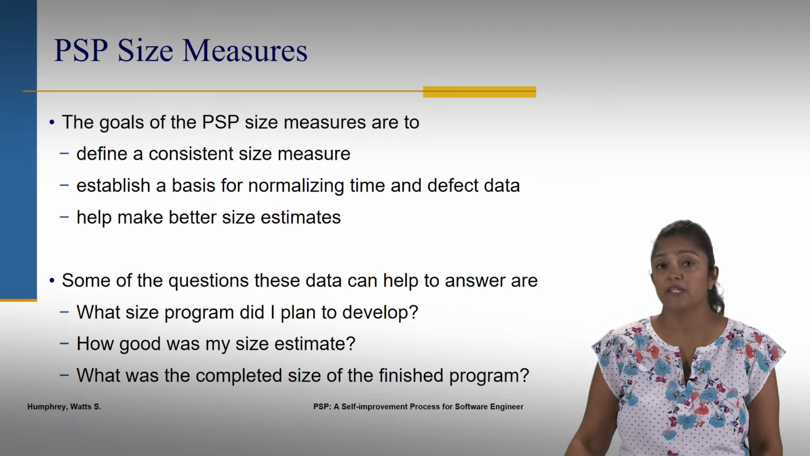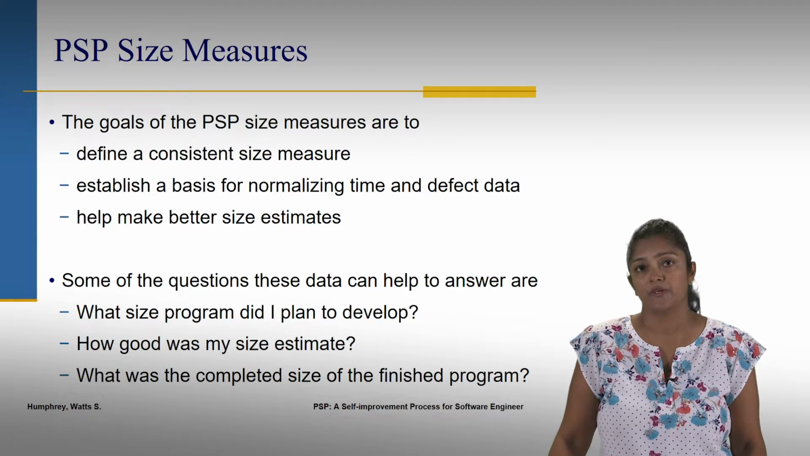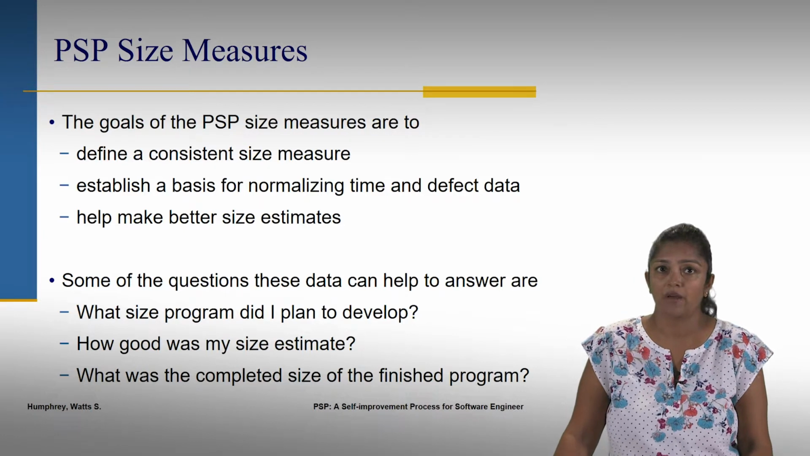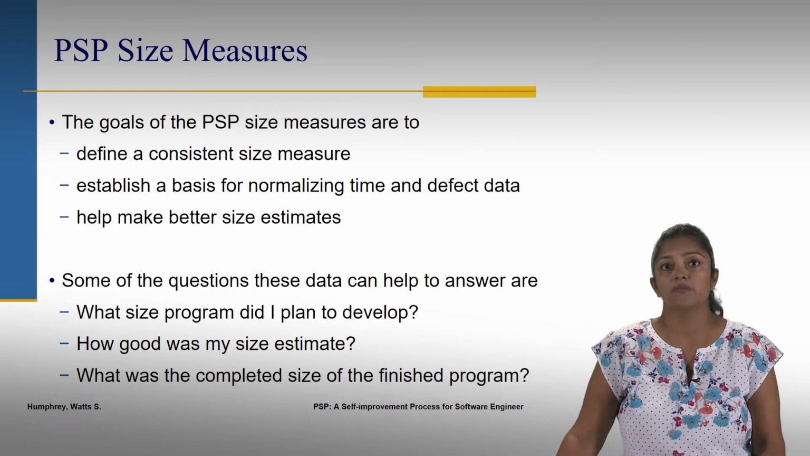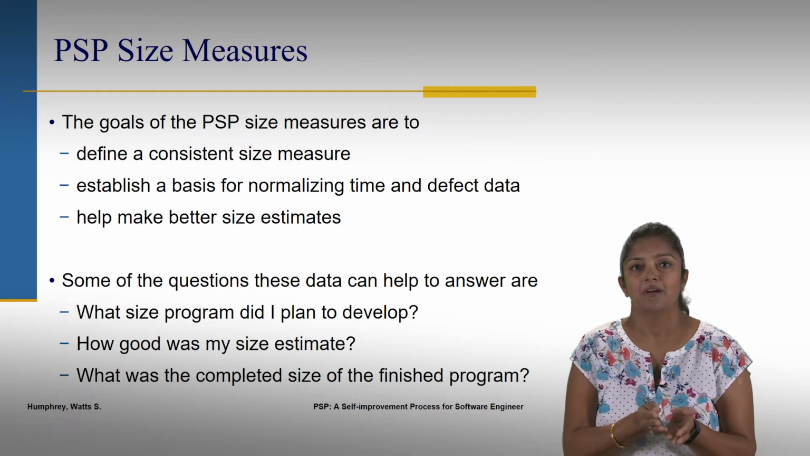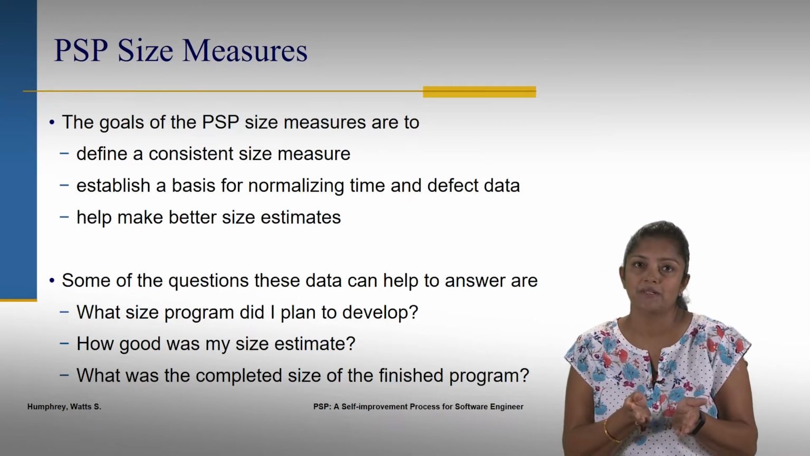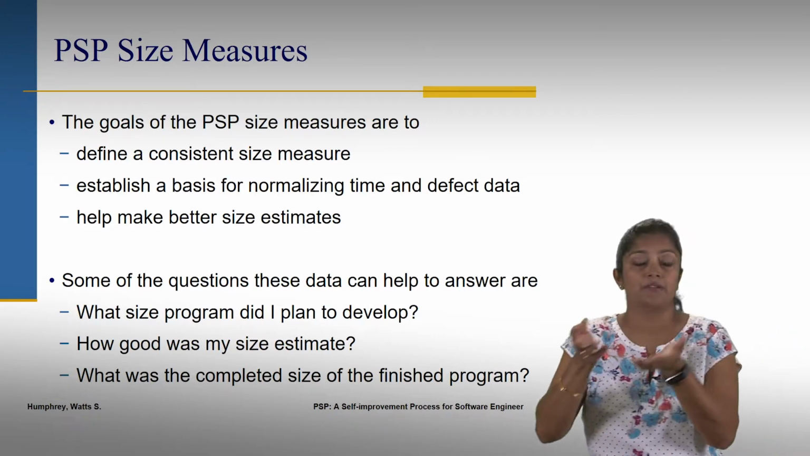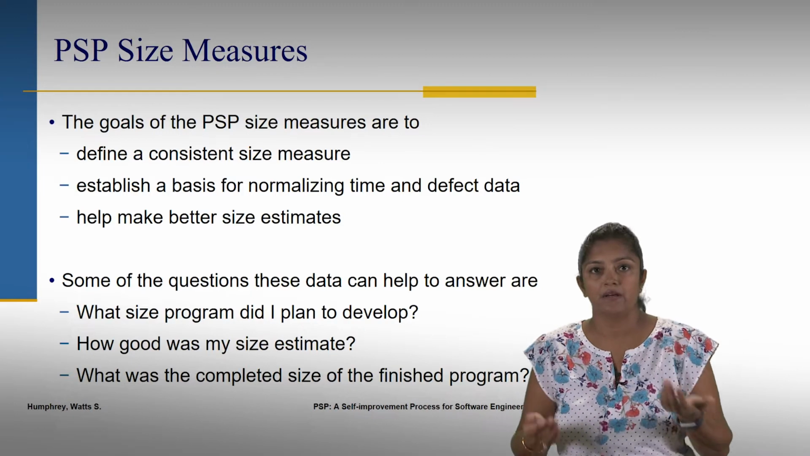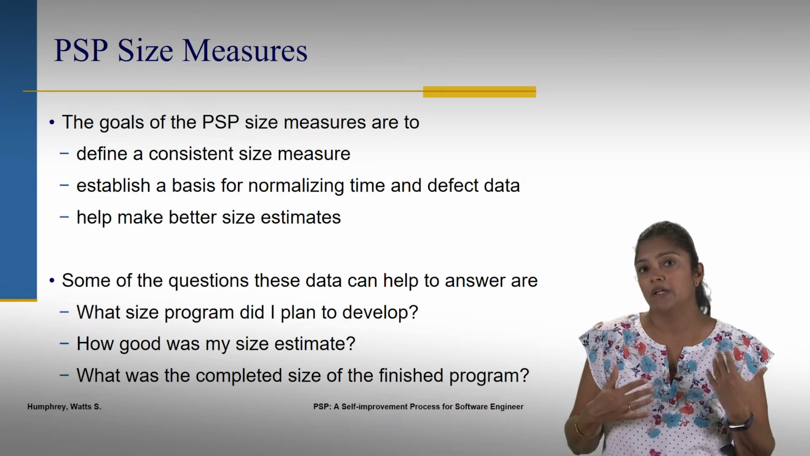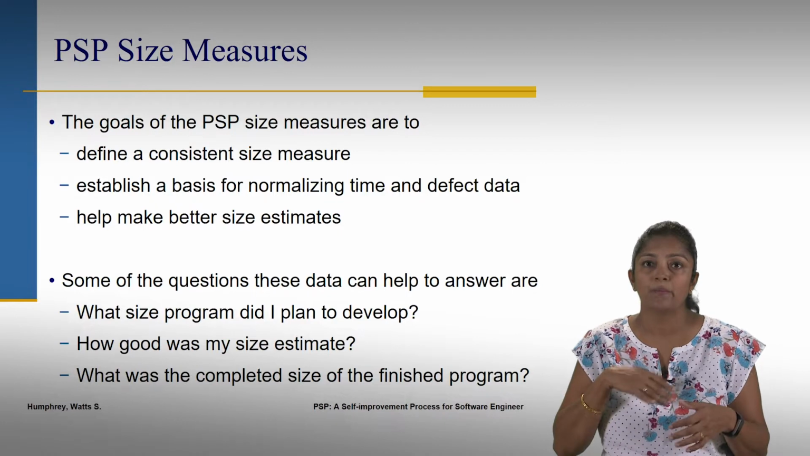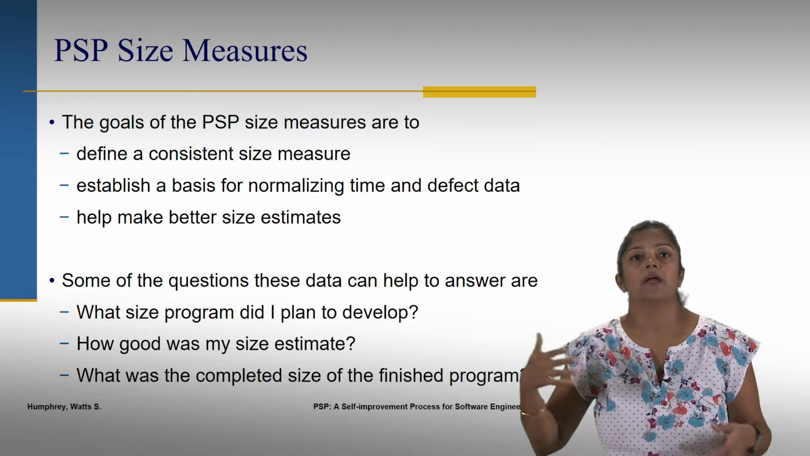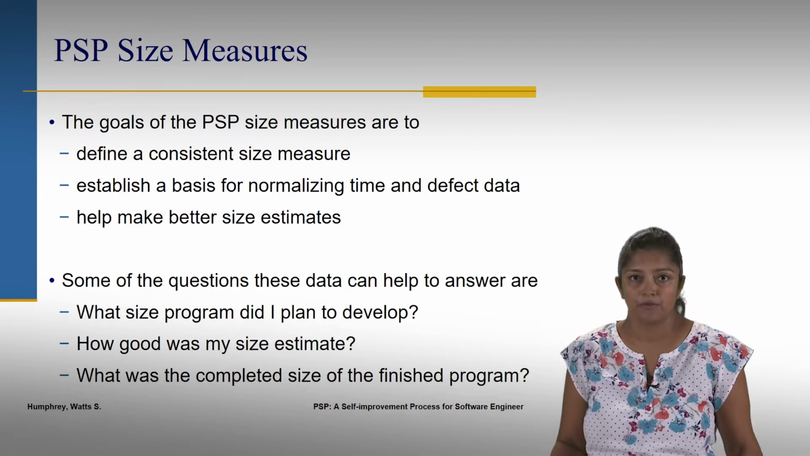So with the size measures, the different kinds of sizes that we're going to be measuring, with PSP, our goal is to have a consistent size measure, because we're going to be using that information for future projects. So there has to be a consistent way of measuring size. We cannot measure size in one way for the first project and in a different way in the second project. Then that data is not really useful. And then we have to establish a basis for normalizing the time and defect data, again to make it useful, and in order to be able to better estimate in the future.